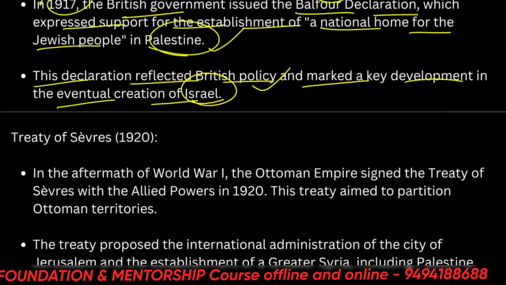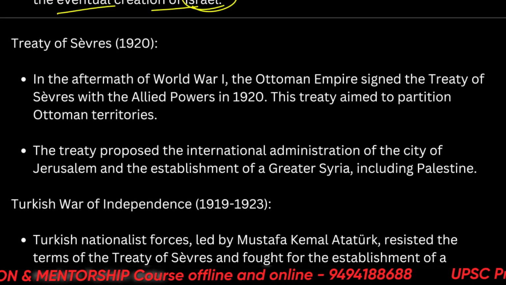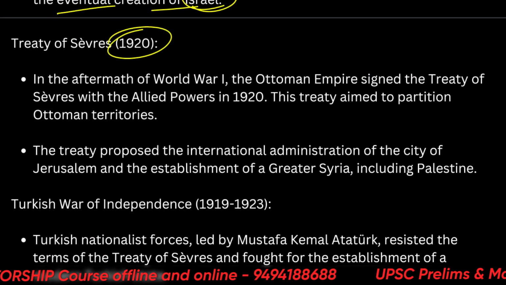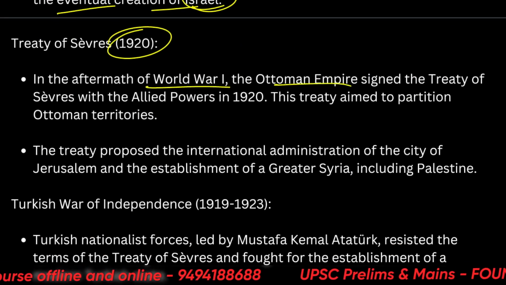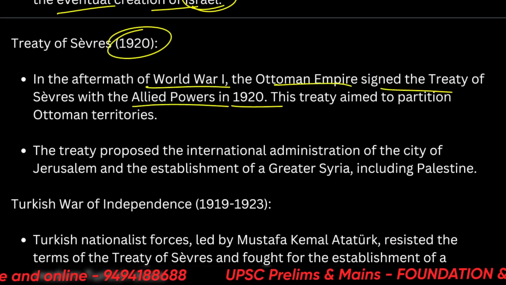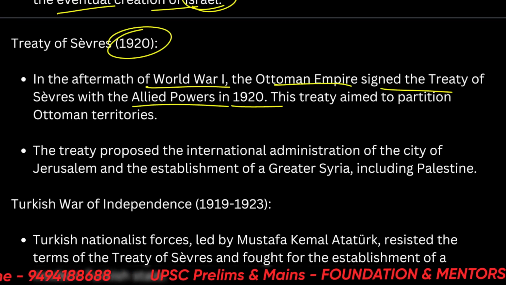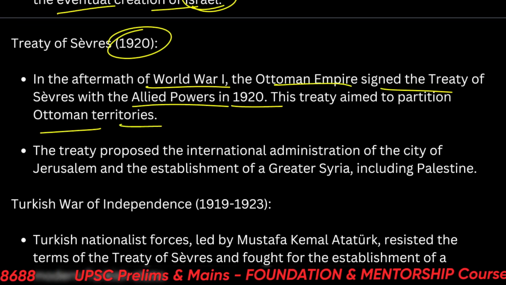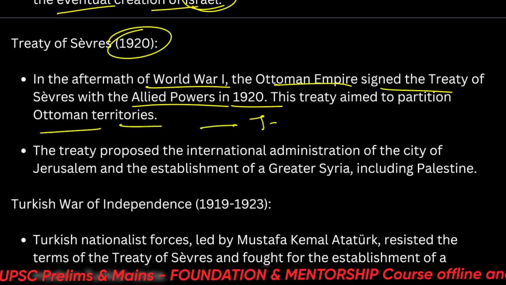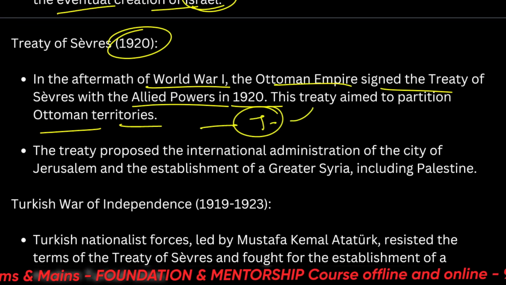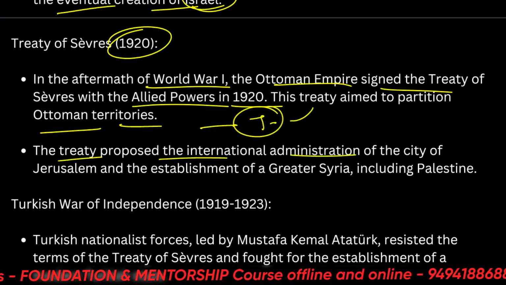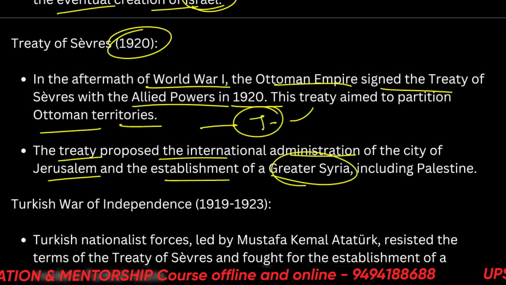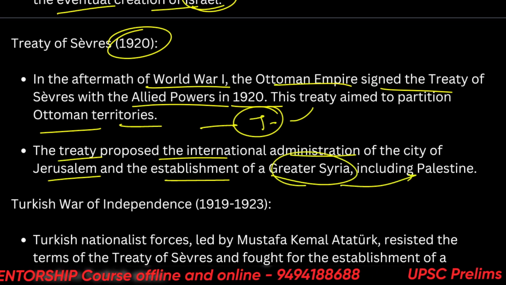This was all followed by the Treaty of Sèvres, which took place in 1920. So in the aftermath of World War I, the Ottoman Empire signed the Treaty of Sèvres with the Allied powers in 1920. This treaty aimed to partition the Ottoman territories. So this was the time when Turkey became an independent nation. The treaty proposed the international administration of the city of Jerusalem and the establishment of a greater Syria, including Palestine.